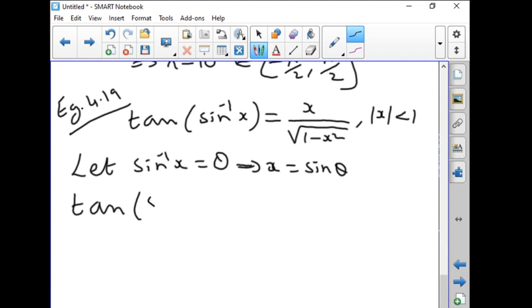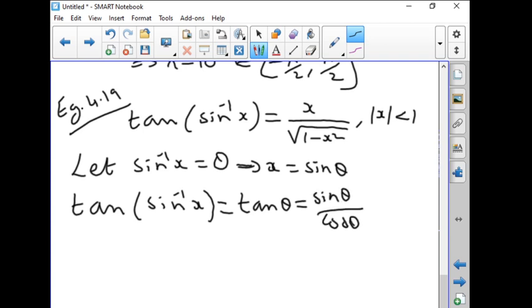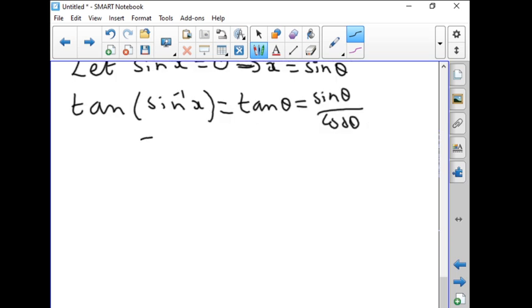So, tan of sine inverse of x can be written as tan theta. It becomes tan theta because sine inverse of x we have taken as theta. So, what is tan theta? Sine theta by cos theta. So, it is equal to, and x is sine theta.